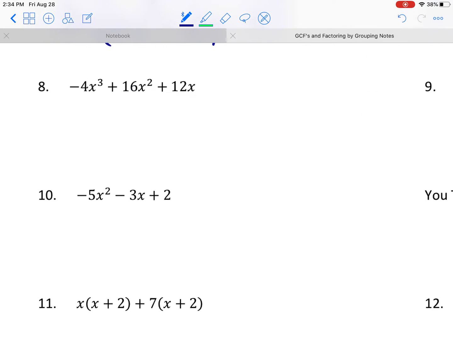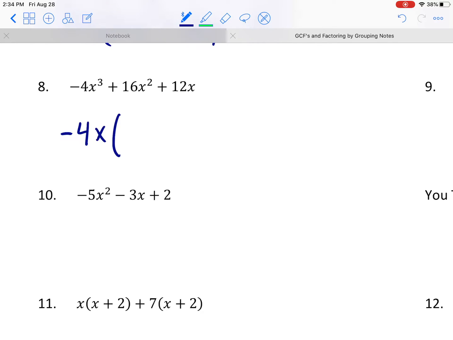So looking at number 8, let's ignore this for a second. The biggest number that goes into 4, 16, and 12 is going to be 4. And then I have x squared, x, and x to the first in common, so 1x. So if that first term wasn't negative, my GCF would be a 4x, and I would divide it out, and no big deal. Because the first term's negative, however, I want to make my GCF negative. Okay, only when the first term is negative we'll do this, and it's more for when we continue to factor later. So we're going to factor out a negative this time.